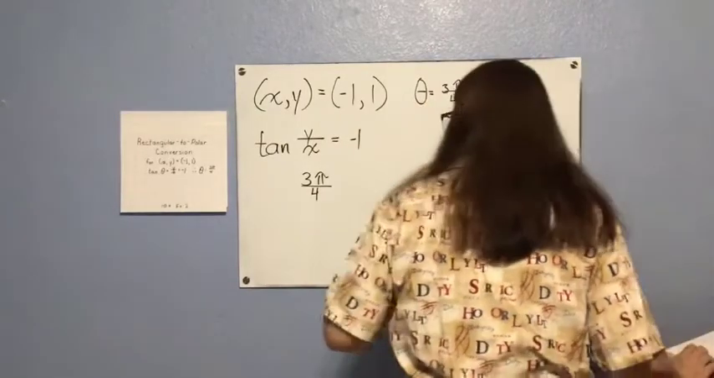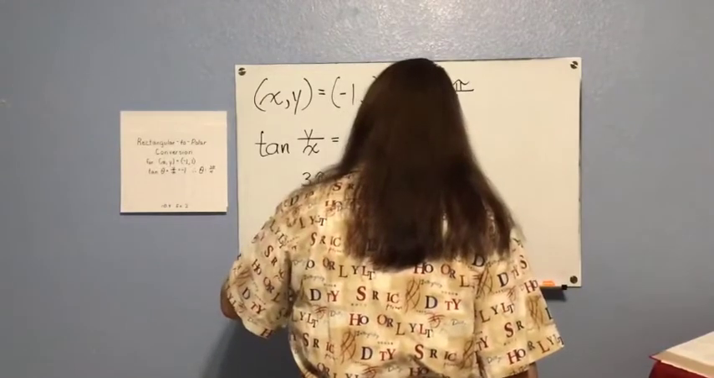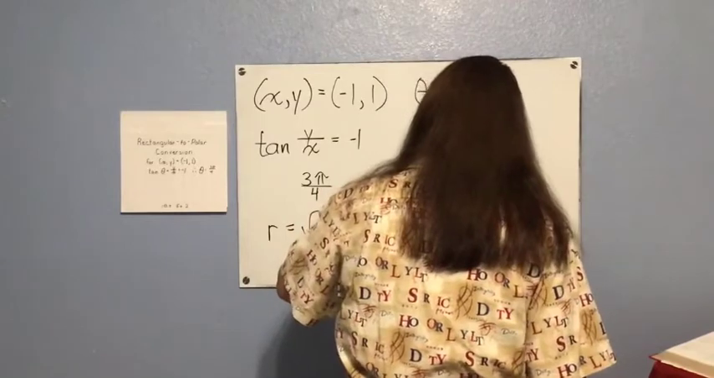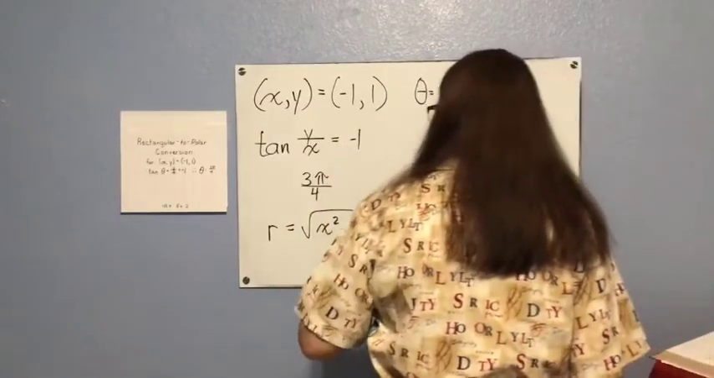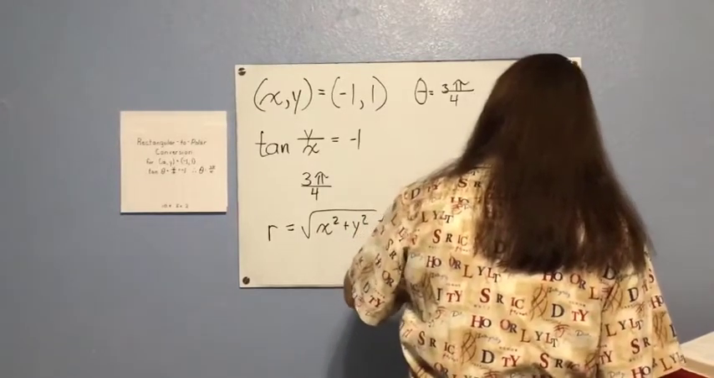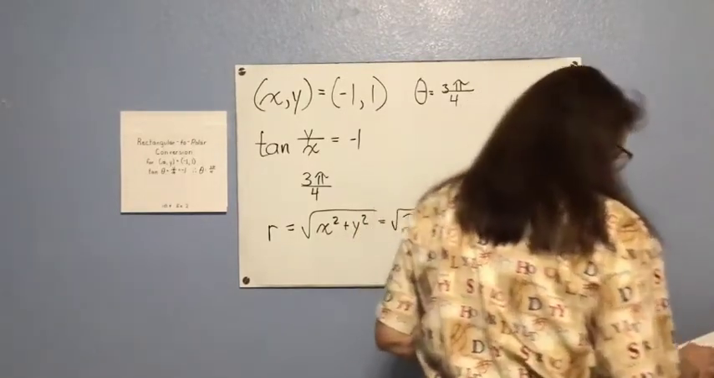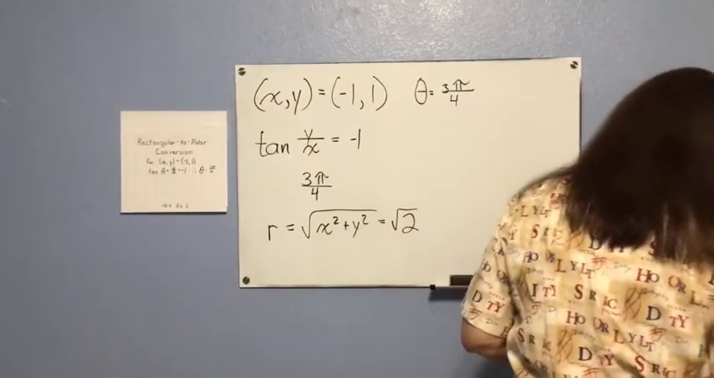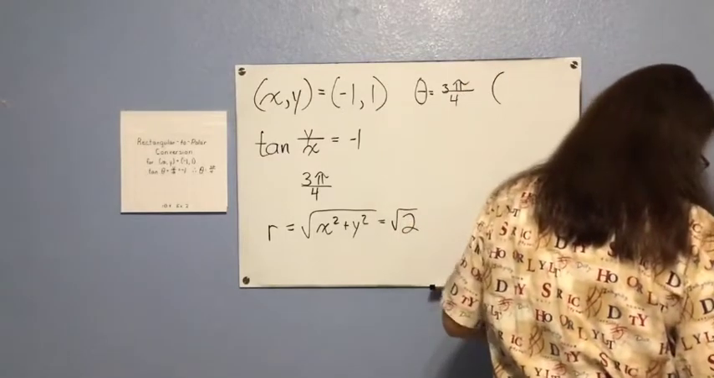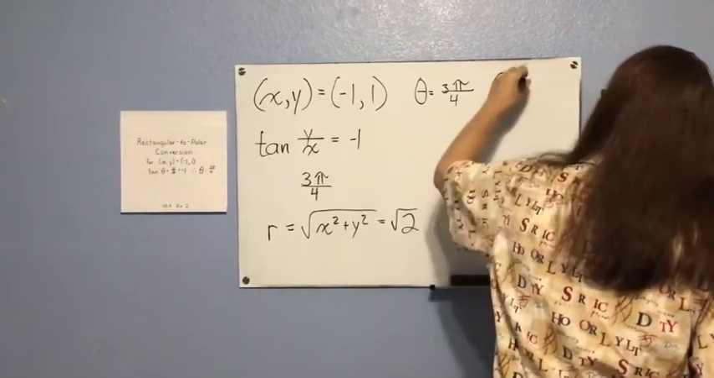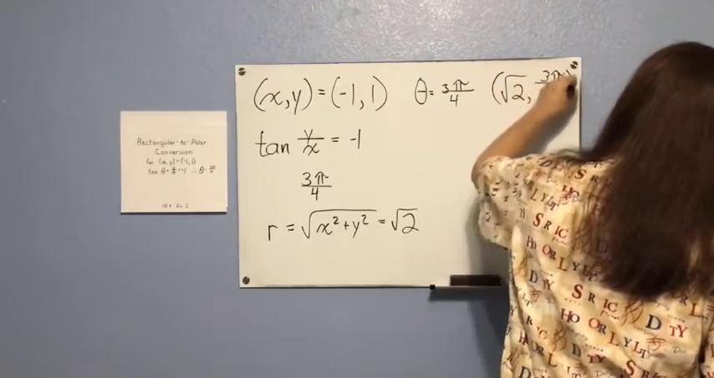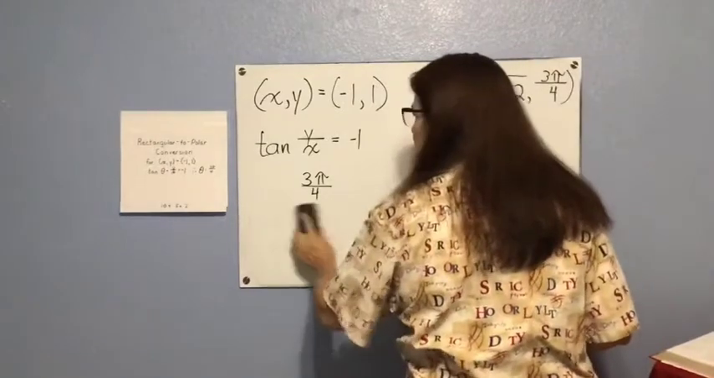To get r, it's just going to be the square root of x squared plus y squared. So I put the -1 and the 1 in there, and I get 1 plus 1. So this is the square root of 2. So my ordered pair in polar coordinates would be square root of 2, 3 pi over 4.